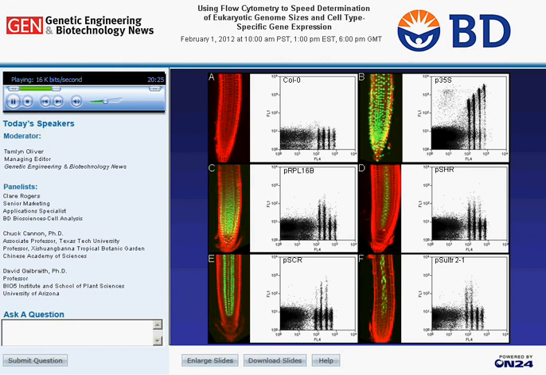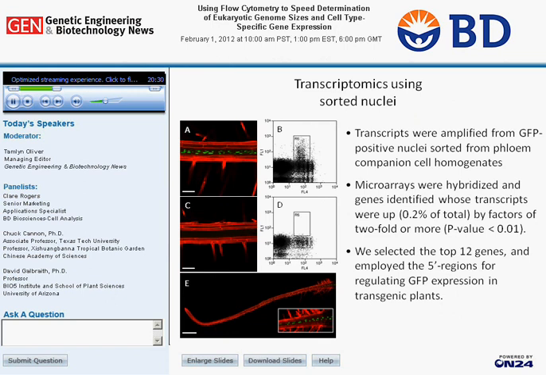If we go to the next slide, you can see that, again, I should emphasize C6 is not a sorter, but if you use a sorter, you can then sort out the positive nuclei, and in region R6 in panel B, you can see we sorted these GFP positive nuclei. We amplified transcripts from these sorted nuclei, compared those transcripts to control transcripts using microarrays, and identified the genes whose transcripts were upregulated. We took the top 12 genes of these and found the promoters for those genes and used those for regulating GFP expression in new transgenic plants.